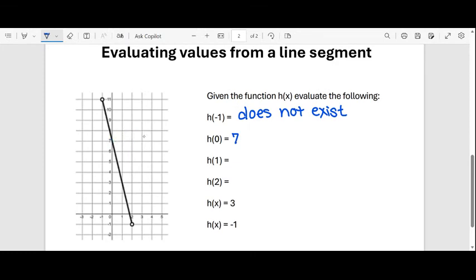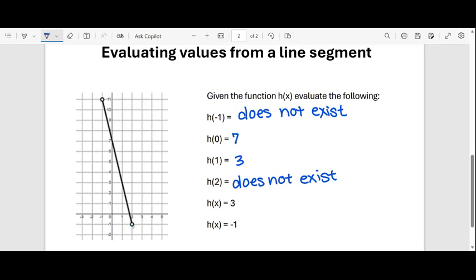Let's look at h of 1. So this is 1. We're right here. H of 1, the point is 1, 3. So h of 1 is 3. H of 2 is another one of those tricky questions. Don't say it's -1. It is not -1. It gets really, really close to +2, but it never actually hits it. And because it never actually hits it and that circle is open, it does not exist.